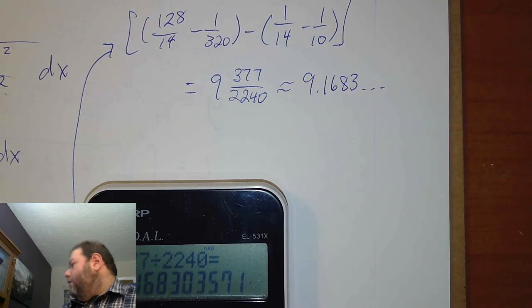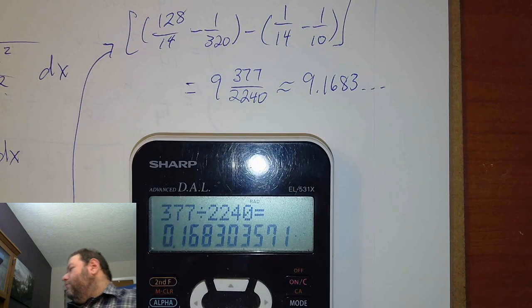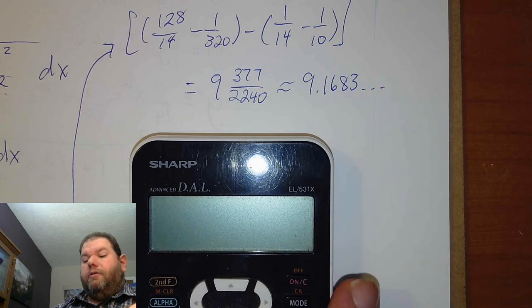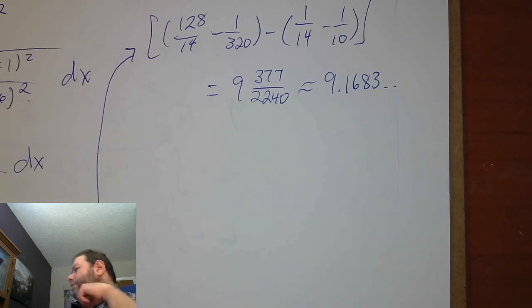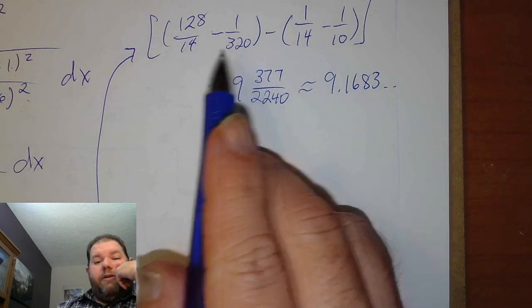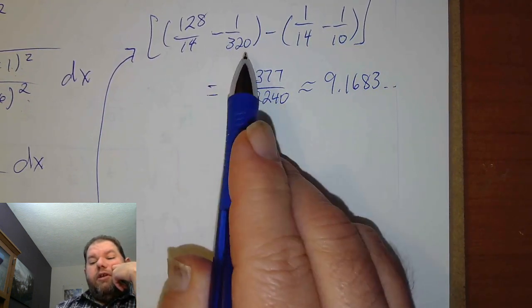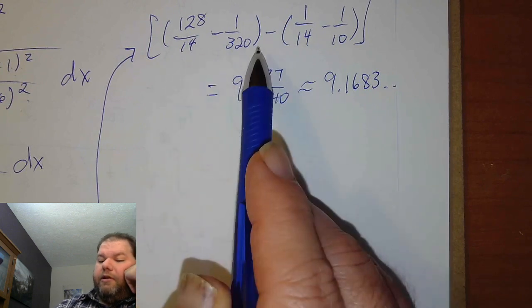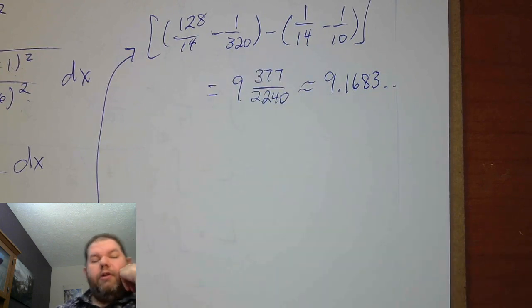So that would be our answer then. Now, those fractions came out a bit weird there because we didn't have a great common denominator between these two. 14 and 320 certainly have a 2 in common, but I think that's the only number they have in common. So we end up taking the 7 from the 14 and multiplying by 320 to get 2240.